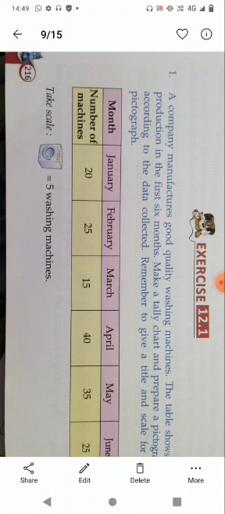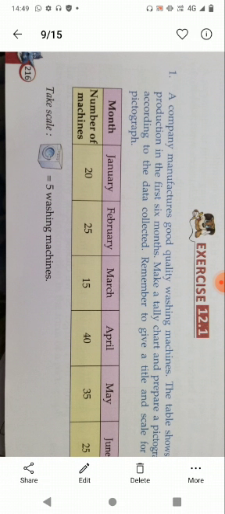Just like we can represent data in the form of a tabular representation, then in the form of a bar graph, and also in the form of a pictograph, and there are many more, pie chart and so on. Here we are going to study about pictographs. So let's start with the first question of exercise 12.1.